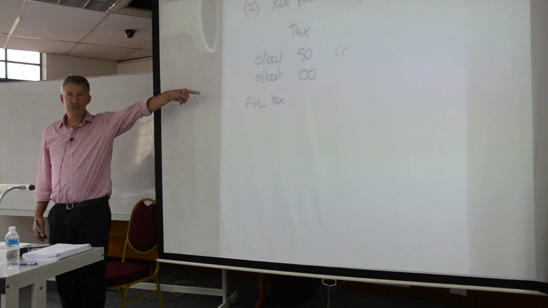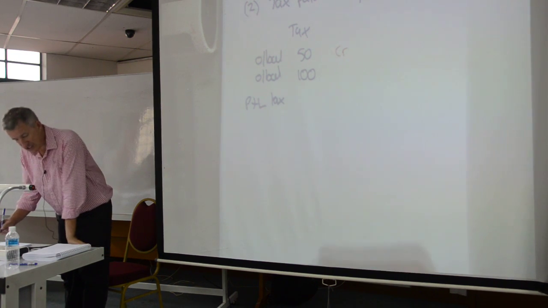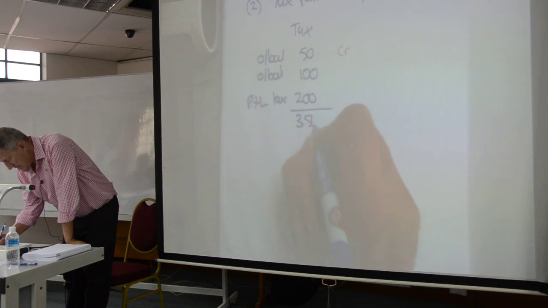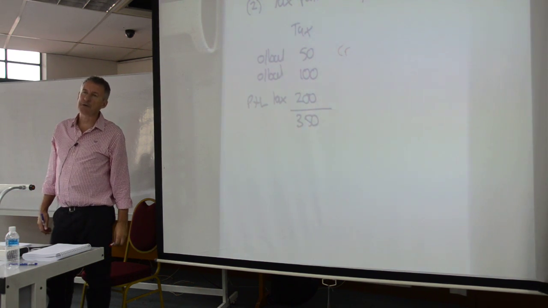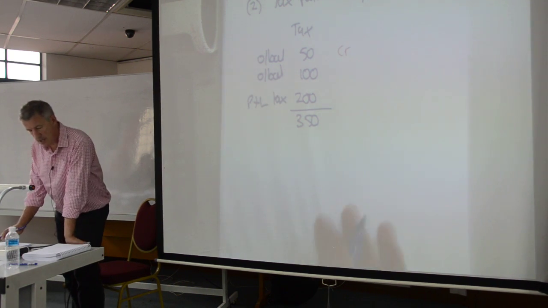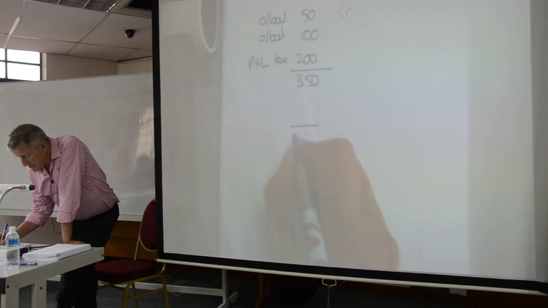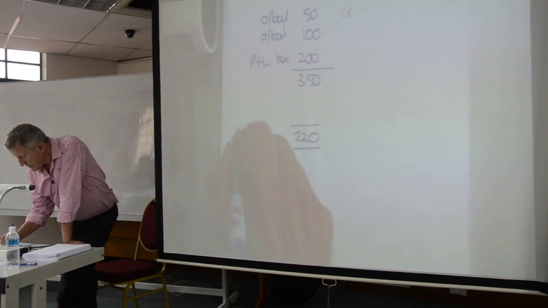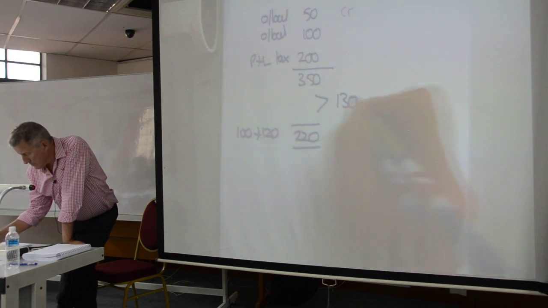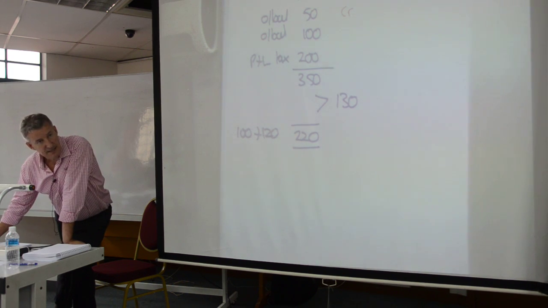Yeah? So that's last year's liability. Then you've got an extra 200 on top. If you have paid no tax, then your liability is 350. But your liability is not 350 because you have paid some tax. Your liability is 220. So this is 100, and this is 120, and therefore the amount of tax you've paid is 130. That is a figure in brackets. That is a figure in operating activities.